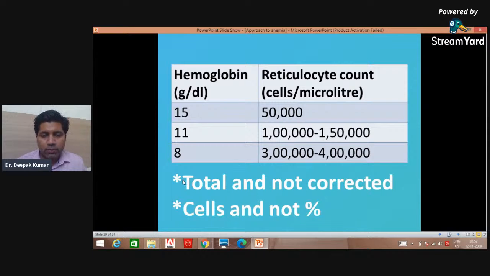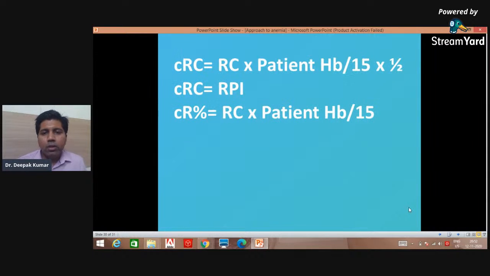Okay, so again, just note two things. This is the total and not corrected reticulocyte count. There is nothing called corrected reticulocyte count here. It is just the reticulocyte count, and it is expressed in cells per microliter and not percentage. So these two factors you need to remember in this slide.